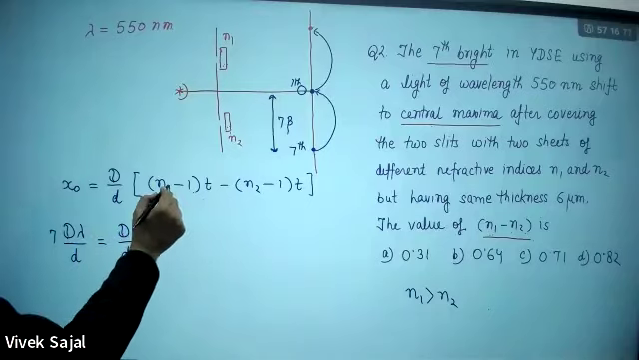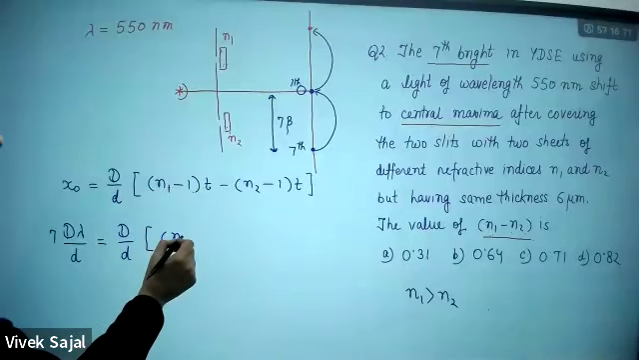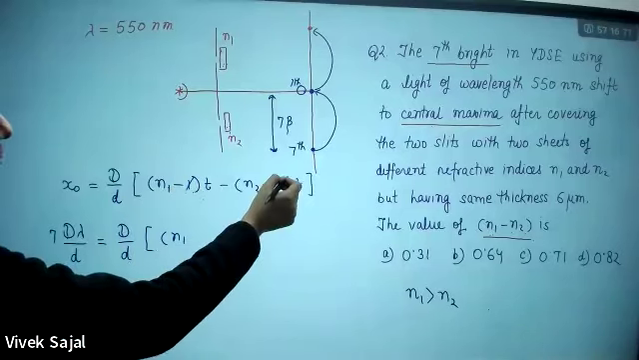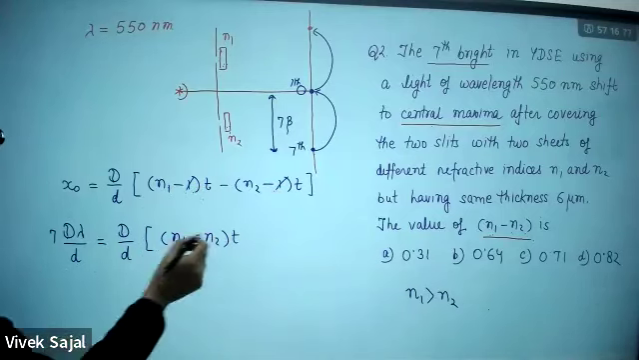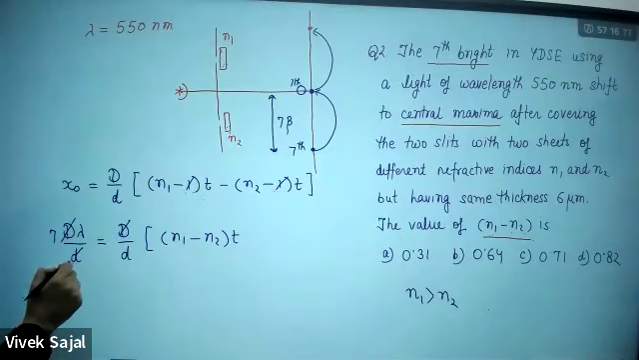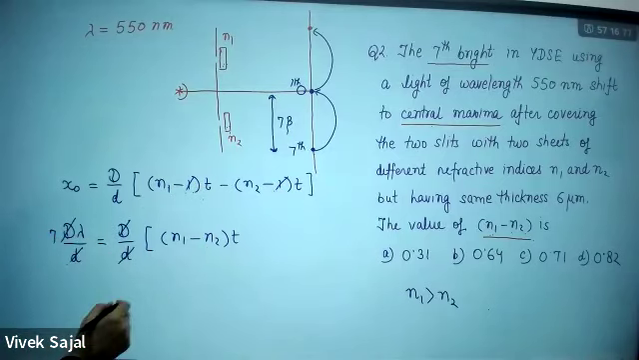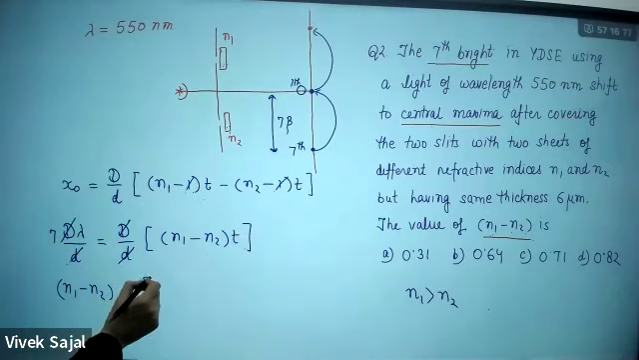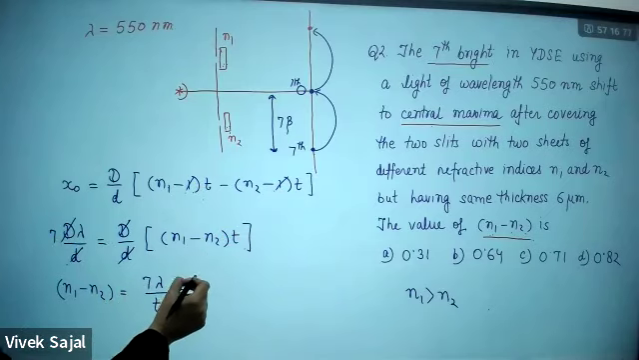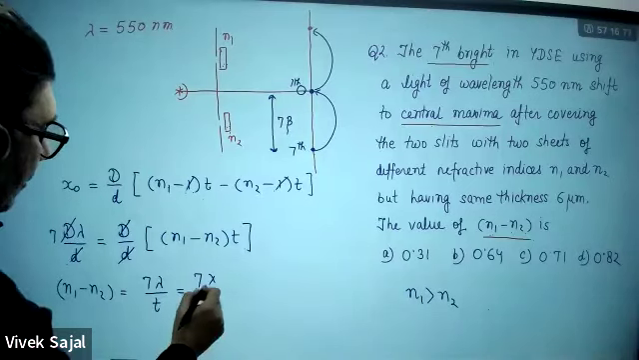And here this will be n1. This term is going to cancel out, and this will be (n1 minus n2) into t. And this capital D will cancel out, this small d will cancel out. Okay, and what will be n1 minus n2? N1 minus n2 will be equal to 7 lambda upon t. Now this is 7 into, okay, lambda is 550 nanometer.